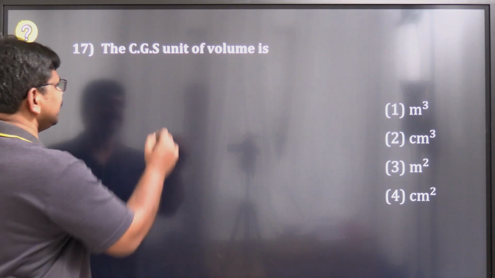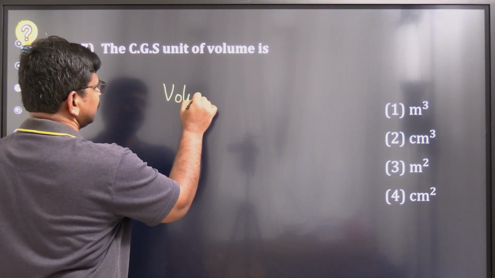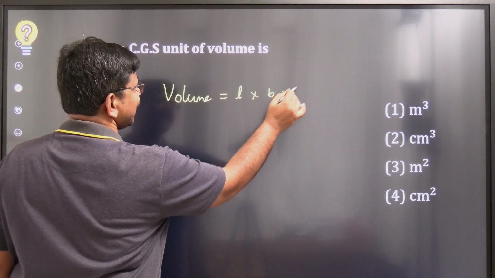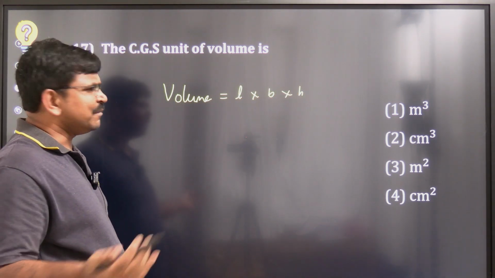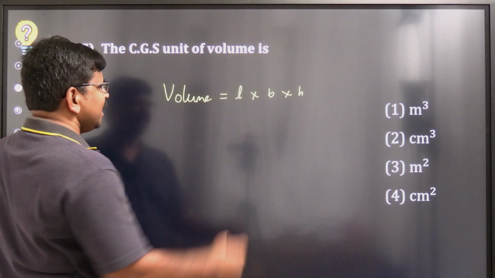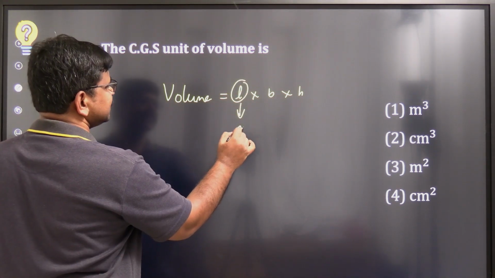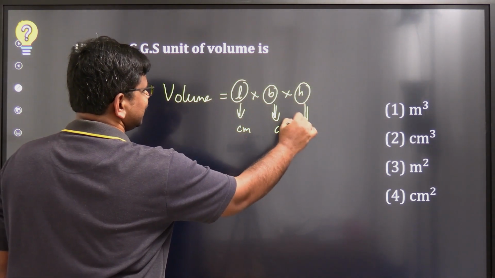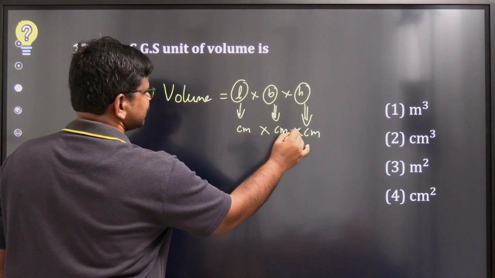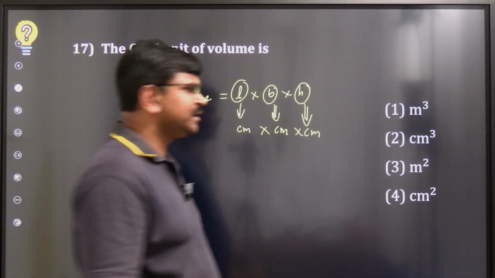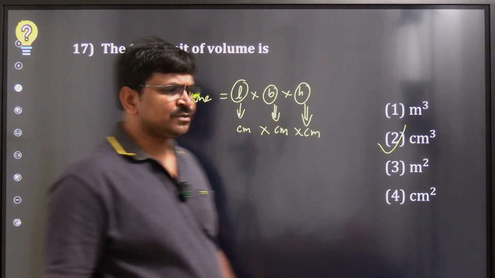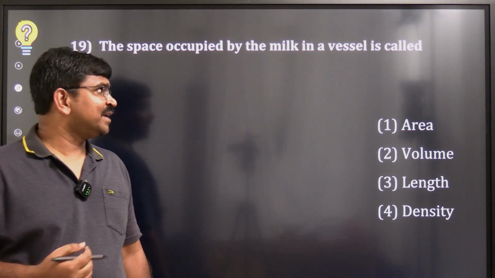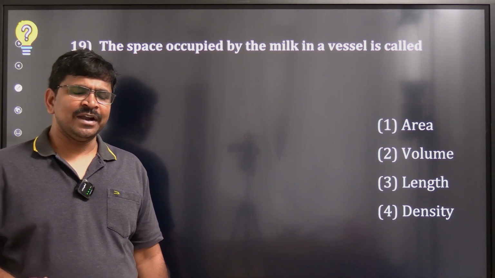And next question. The CGS unit of the volume. See, volume is simply volume equal to length, breadth, height. If I take a rectangular box, length will be measured in the CGS system as centimeter, breadth is also measured in centimeter, and height is also measured in centimeter. Centimeter into centimeter into centimeter, centimeter power 3, that is cubic centimeter. So second option.